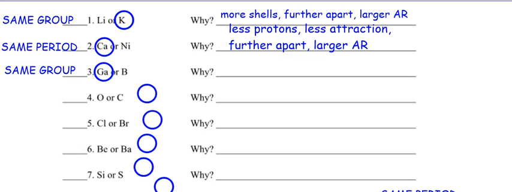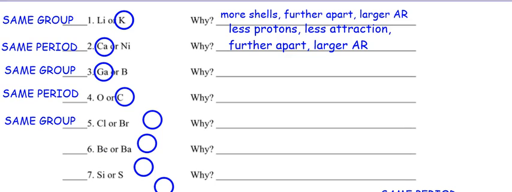Oxygen or carbon? They're in the same period, aren't they? So which is going to be bigger? It's going to be carbon. Why? Less protons, less attraction, further apart, larger atomic radius. If you want to, I can put those in the blanks, but it's the same reason over and over again.